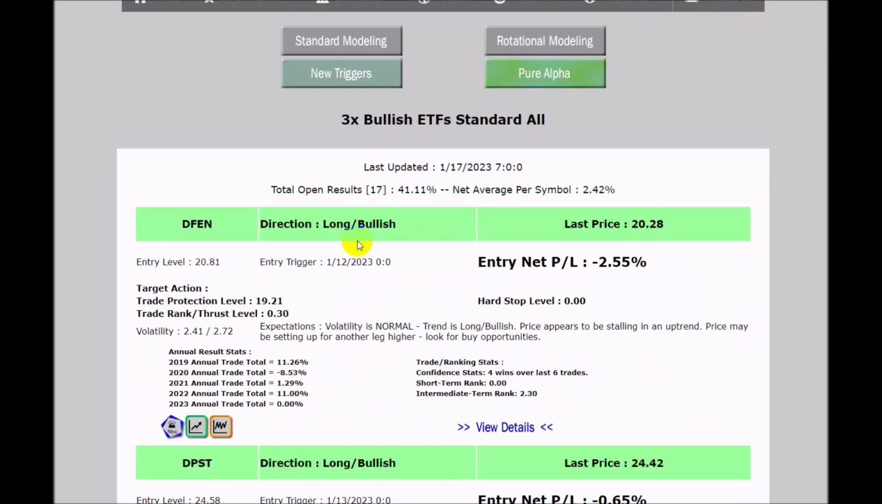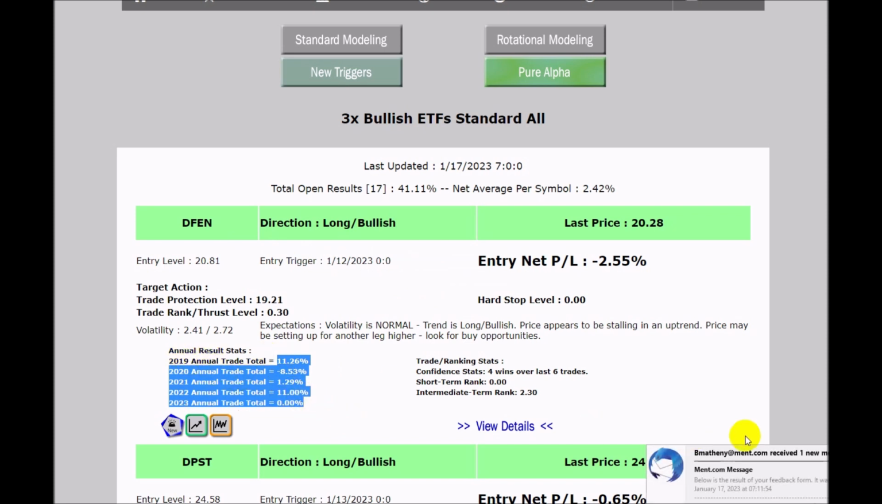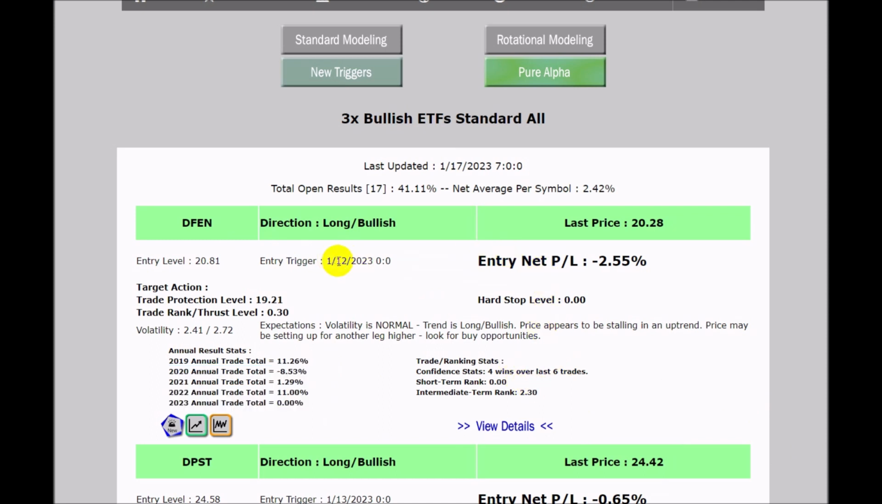So you can see here with DFEN, which is the first symbol here, generated on 1/12/2023, you can see the historical returns here going back to 2019. And what we have here is a new trigger issued on January 12th. It's off 2.5% right now. It is a long trigger. We've got an active protection level of 1921, and we have no recent trade action.